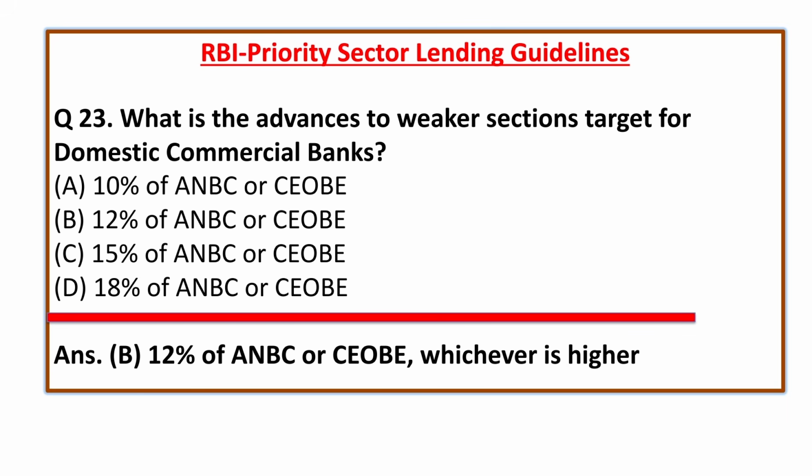Question 23. What is the advances to weaker sections target for domestic commercial banks? A. 10% of ANBC or CEOBE. B. 12% of ANBC or CEOBE. C. 15% of ANBC or CEOBE. D. 18% of ANBC or CEOBE. Answer B. 12% of ANBC or CEOBE, whichever is higher.